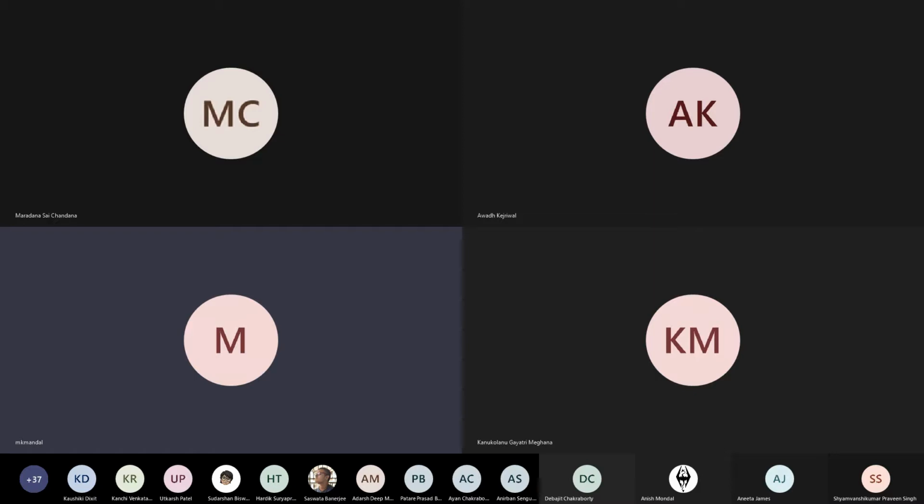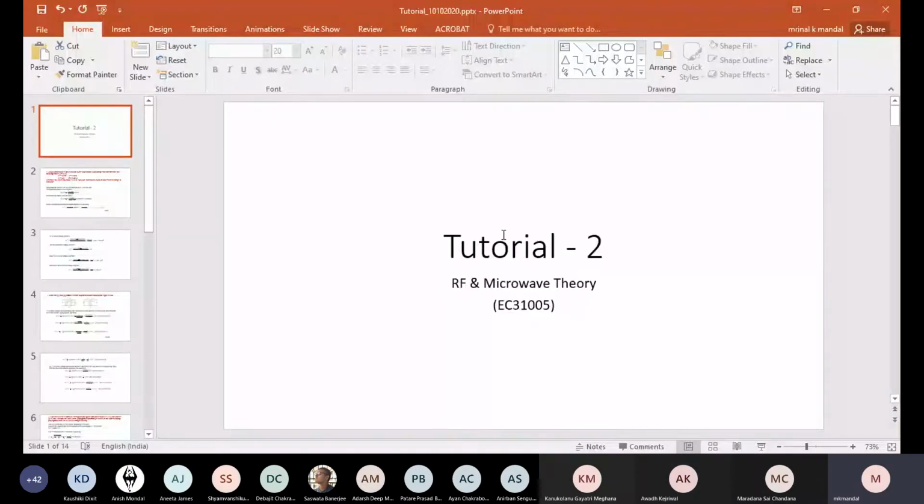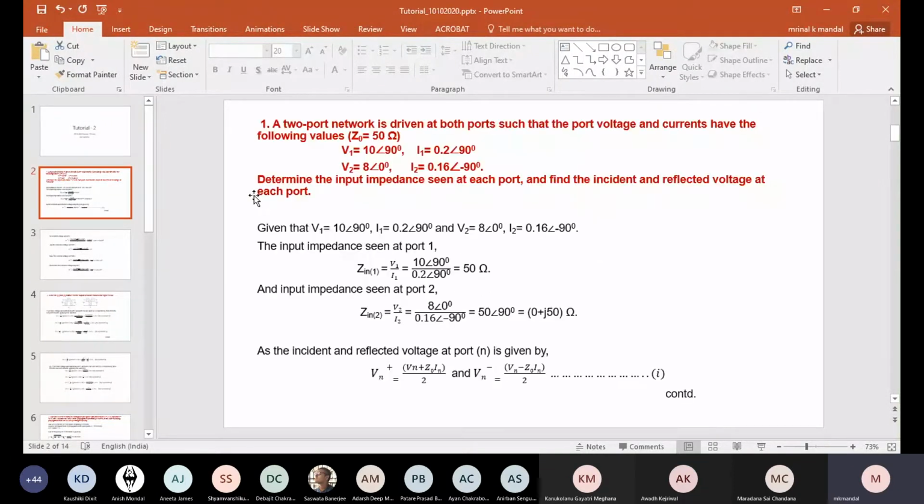So today we have our second tutorial class, and like last time I am going to discuss the steps. The slides have already been uploaded. You go to the File tab under Microwave Theory. So let's start.